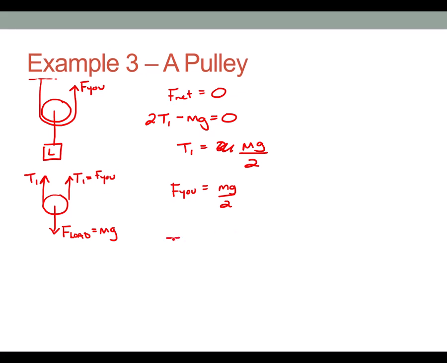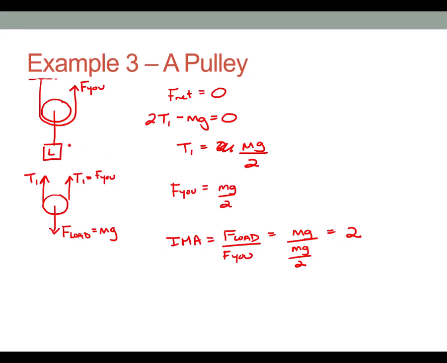Okay, so now if we think about our mechanical advantage, it is the load force divided by the force you apply. So that's going to be mg divided by mg over 2, which is 2. That's fantastic.